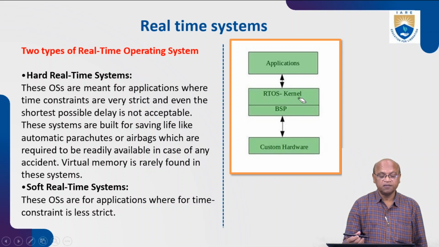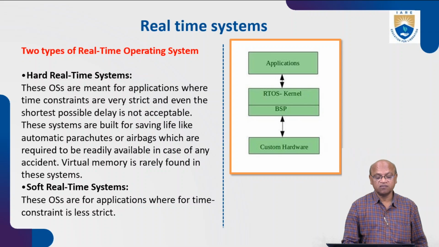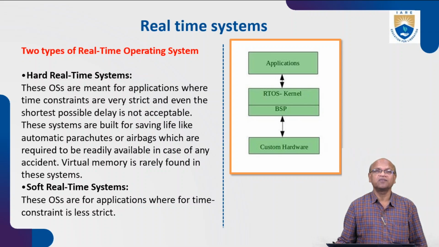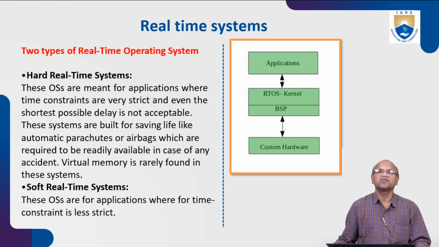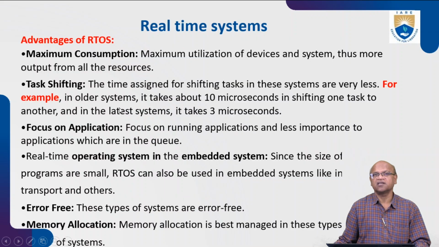So what is a soft real-time system? These OS are for applications where the time constraint is less strict. So some delay may be permitted. That is certain in our normal computer systems. If you switch on, it takes some time. Some delay is acceptable, so nothing will happen. Whereas in real-time there is no delay. Even a fraction of a second of delay causes very serious damage. So that's one.